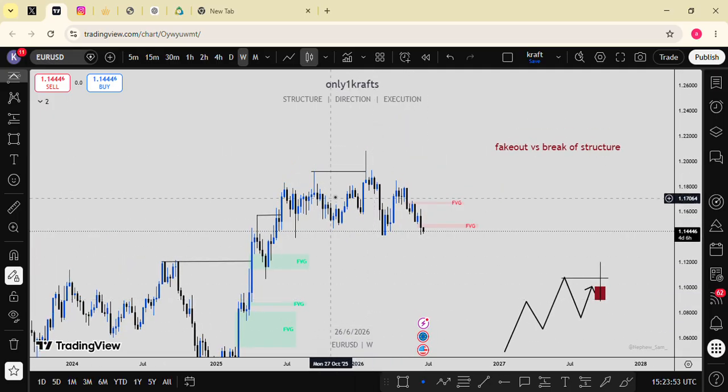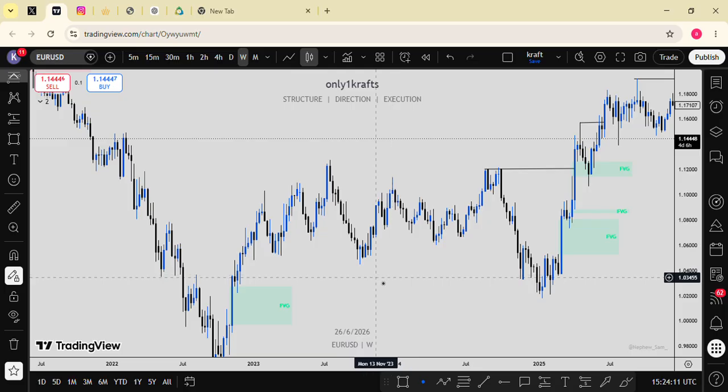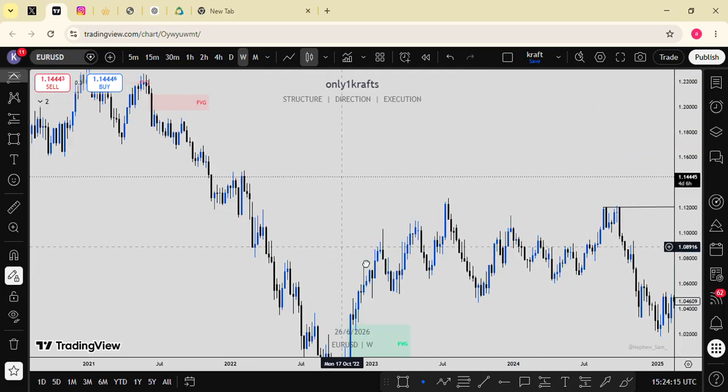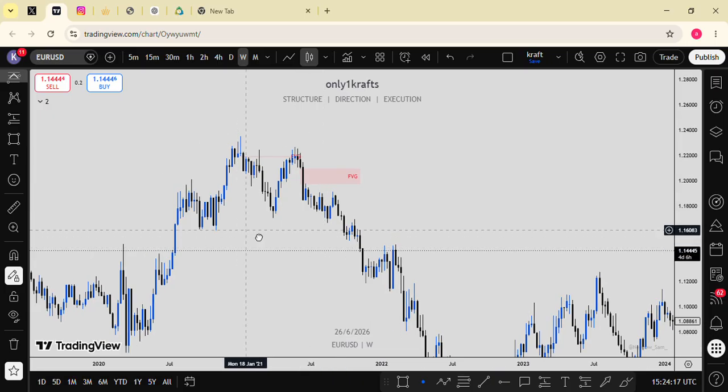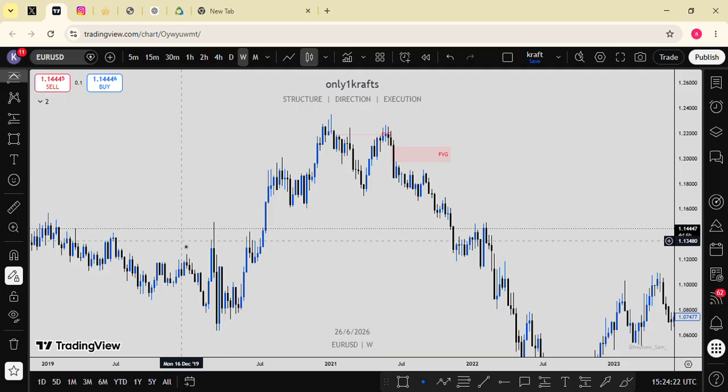But look at this one now. Did we break it? No, we did not break this structure right here. So what happened? Price rejected and then it started selling, right? So we never had a break of structure to the upside here. It was only a fake out. This is a fake out. Let me show you some other examples of fake outs. Okay, this is a real breakout structure right here.